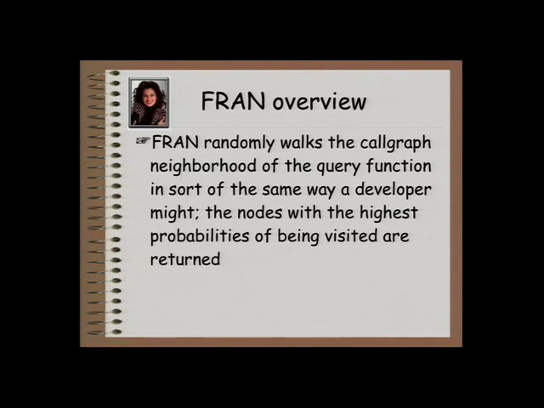Given a function, there are other functions that call this function and the ones that are called by the ones that call this. And likewise, you take the ones this one calls, and the other ones that call those. So there's a whole neighborhood of functions, right? Programmers would explore this neighborhood looking for related functions. In a sense, Fran is doing the same sort of thing. It does a random walk of that neighborhood and returns the functions with the highest probability of being visited. And it works really well. It's a very, very simple algorithm, but it seems to work extremely well. And we'll show you how we evaluated it.